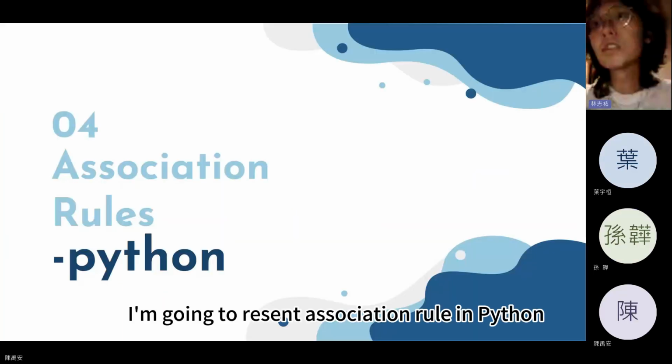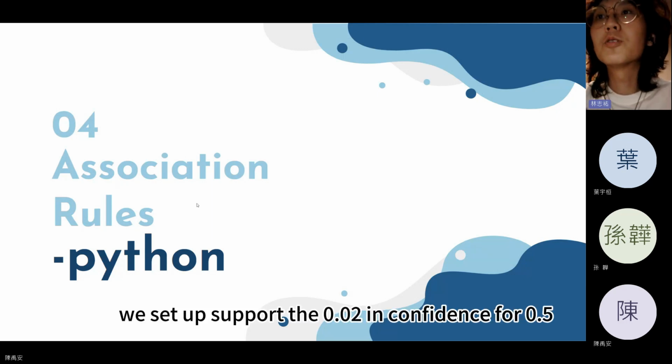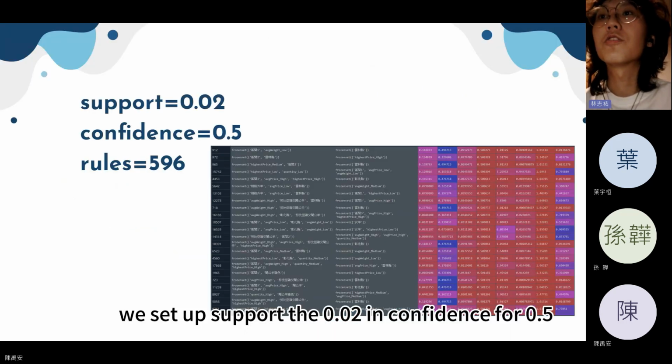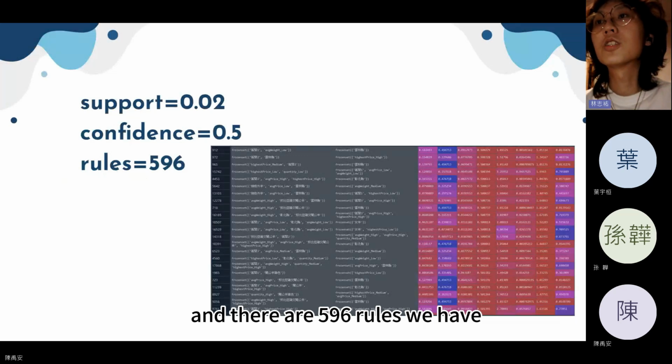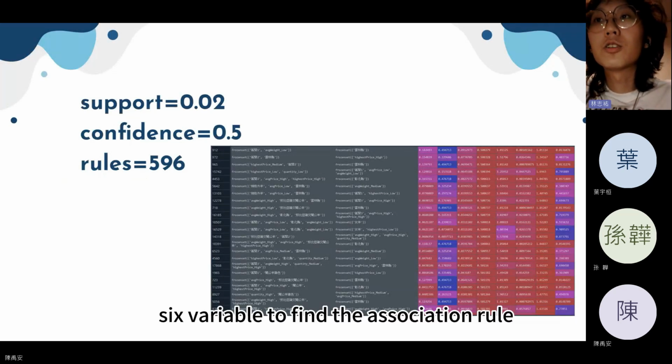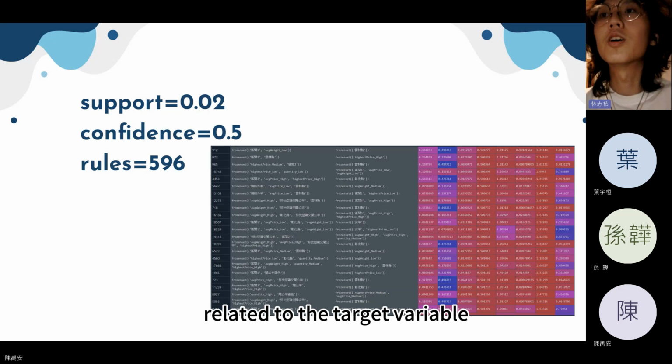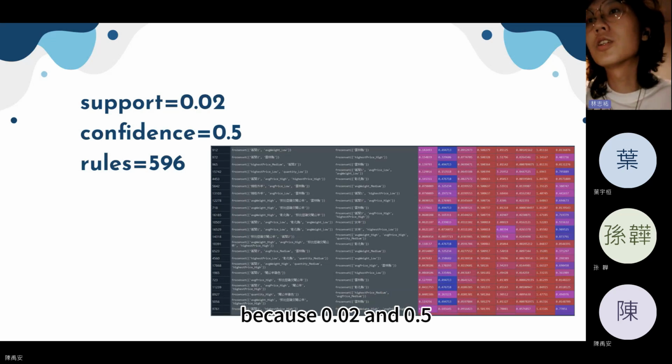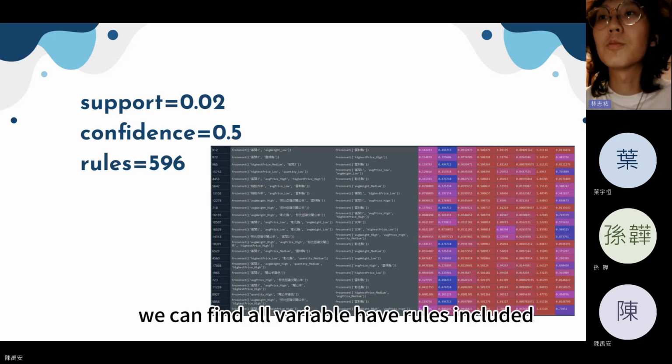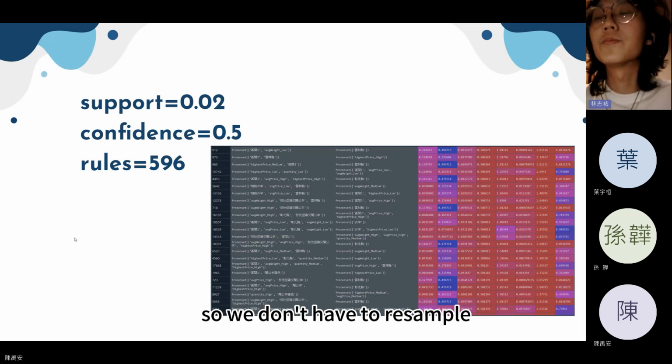I'm going to present association rules in Python. We set support to 0.02 and confidence to 0.5, and there are 596 rules. We have 6 variables to find the association rules related to the target variable, sorted from high to low. Because of 0.02 and 0.5, we can find that all the variables have rules included, so we don't have to resample.